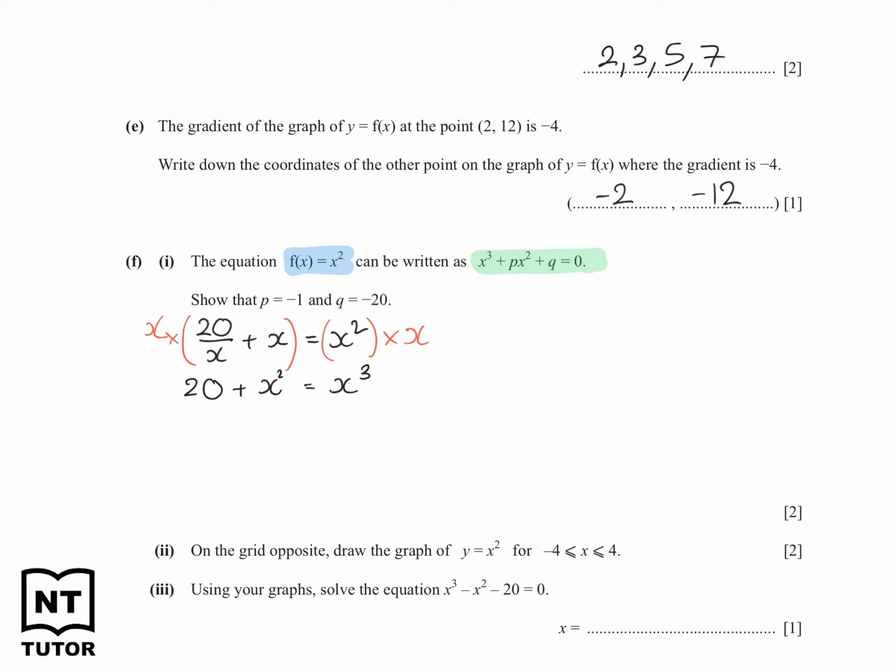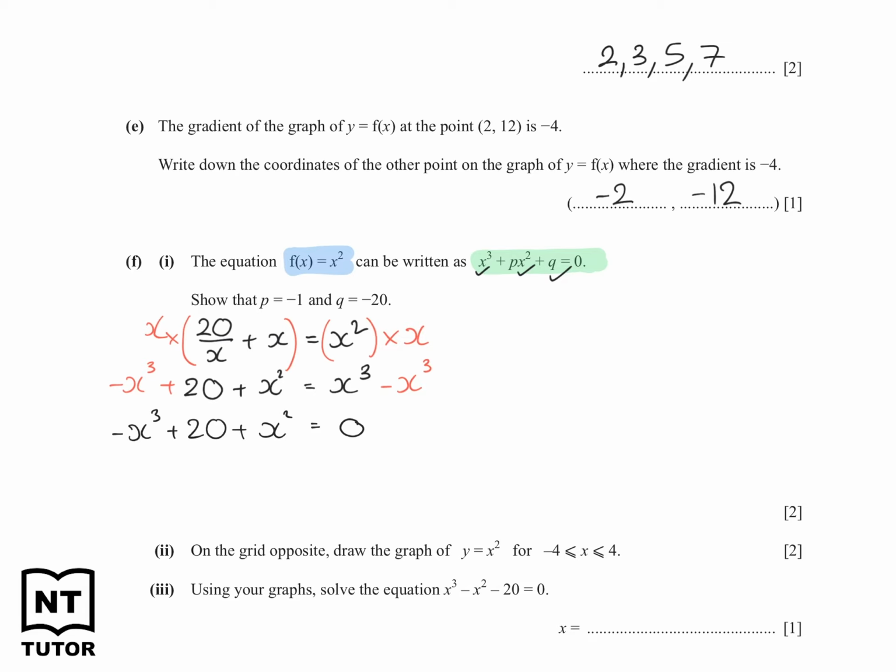Now, we have similar terms to the expression we want. We have an x cubed, we have an x squared, and we have a number term. All we need to do is move everything to one side. We can remove x cubed from the right-hand side by doing minus x cubed, so that x cubed minus x cubed is equal to 0, but we have to do it to the other side as well, so that's minus x cubed here, and plus the rest of the expression. On the left-hand side, we will have minus x cubed plus 20 plus x squared equals 0.